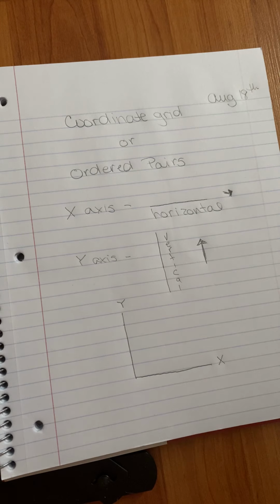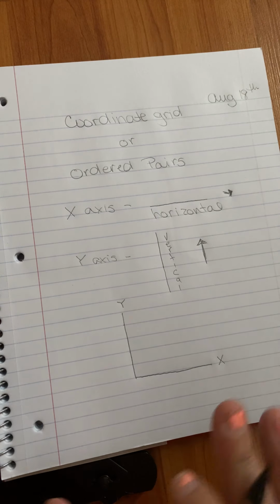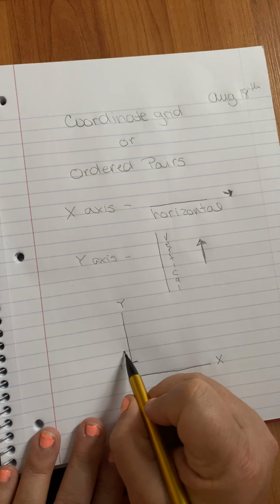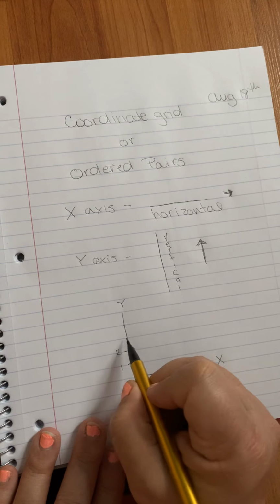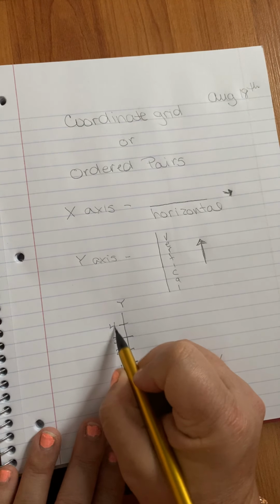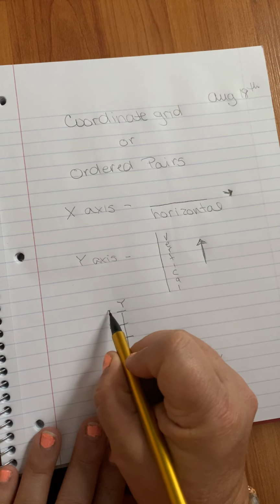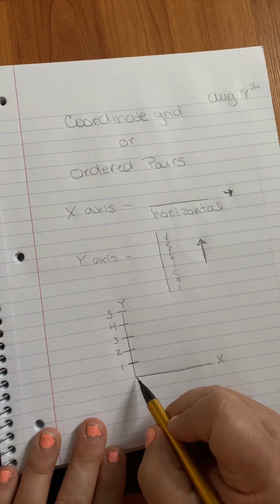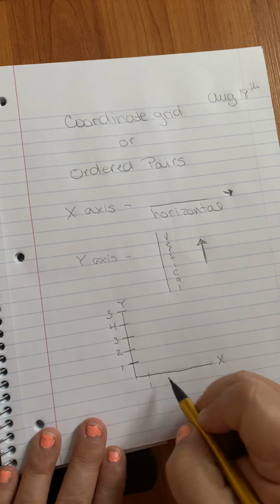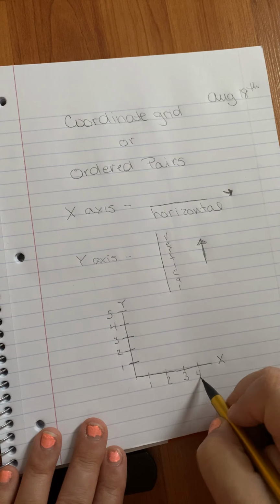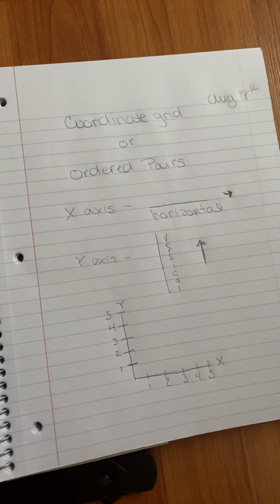So now I'm going to finish building my graph, and I need to label these. On this first line, I'm going to write a 1, on this second line a 2, on this third line a 3, and the fourth line, 4, and up here on the top, I'm going to write a 5. So I have gone up 5. Now I'm going to come over from here, and I'm going to write a 1, then a 2, then a 3, a 4, and a 5. This one just happened to work out to be 5 by 5.